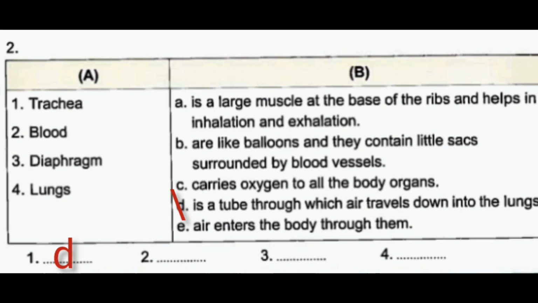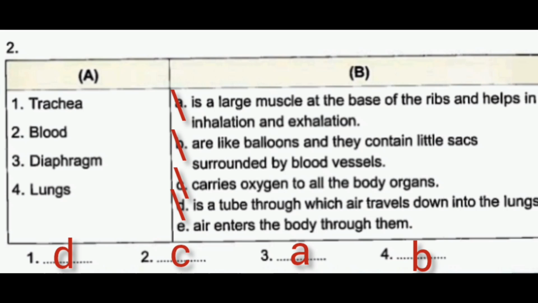Number 2, blood. Blood carries oxygen to all the body organs, so we will choose letter C with number 2. Number 3, diaphragm. Diaphragm is a large muscle at the base of the ribs and helps inhalation and exhalation. So we will choose letter A with number 3. The last one, number 4, lungs. Lungs are like balloons and they contain little air sacs surrounded by blood vessels. So we will choose letter B with number 4.